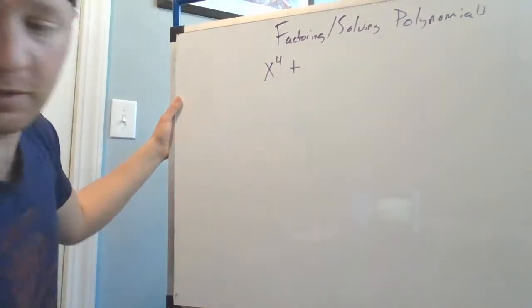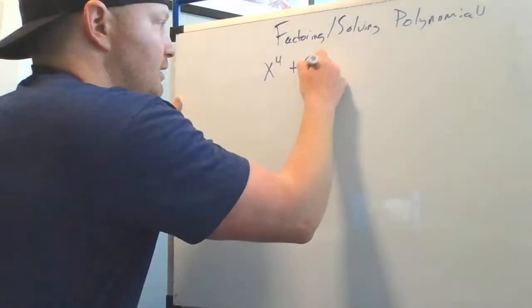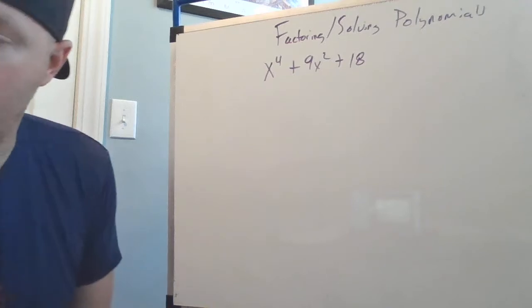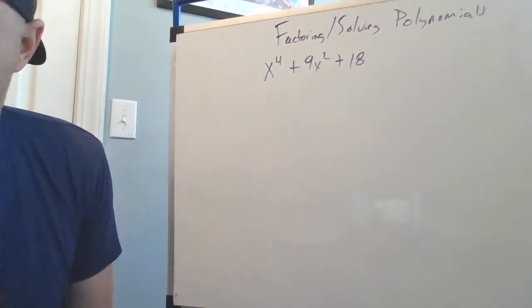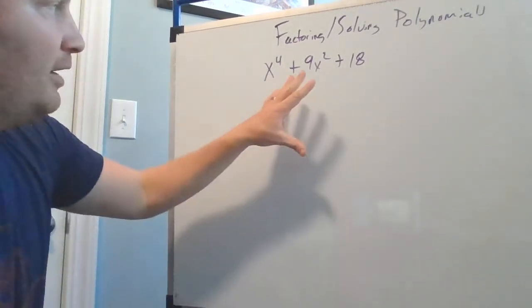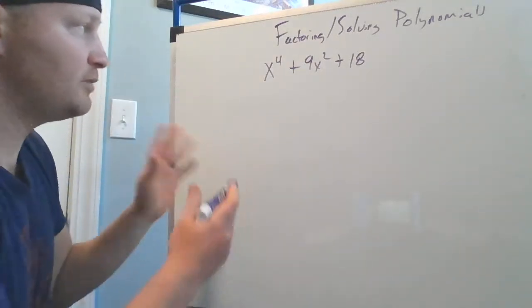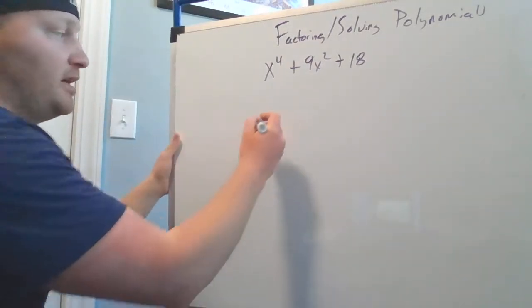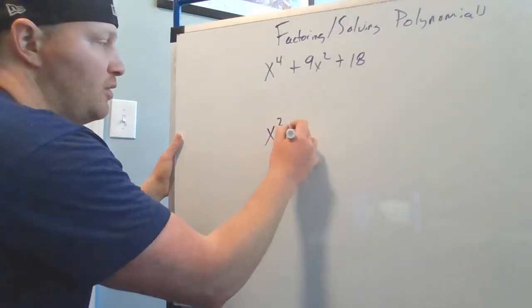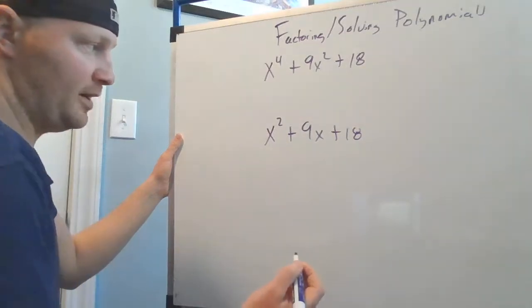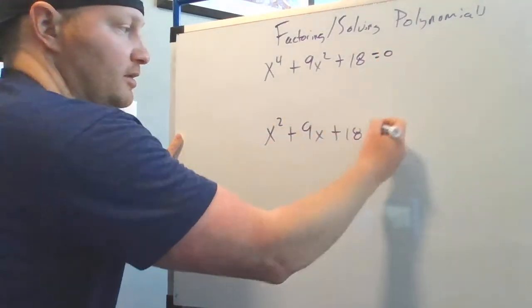x to the 4th plus 9x squared plus 18. All right, well, we have never worked with this, but we can make this very easy. I'm going to do something real quick off to the side just to help you guys think through this rationally. Let's just pretend for a second that this said x squared plus 9x plus 18, right? And again, this is equal to 0.